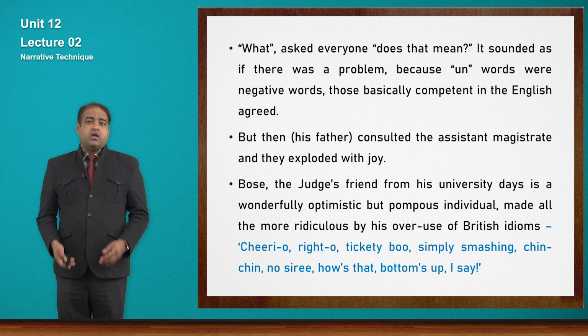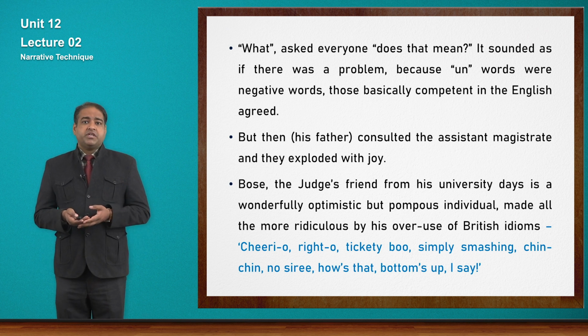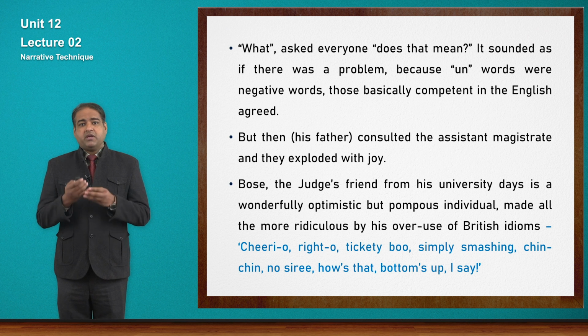So friends, after this letter reached the father of the judge, the father and all the relatives were confused about what this result unequivocal means. Does it mean that the boy failed in Cambridge or the boy passed in Cambridge? So the father went to the house of the assistant magistrate, who told him that it means that your boy has qualified the exam. And then there was an explosion of joy everywhere and everyone felt happy and satisfied.